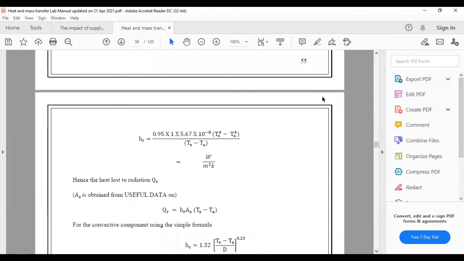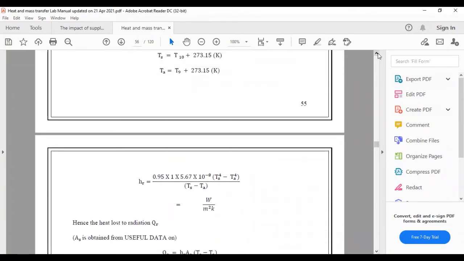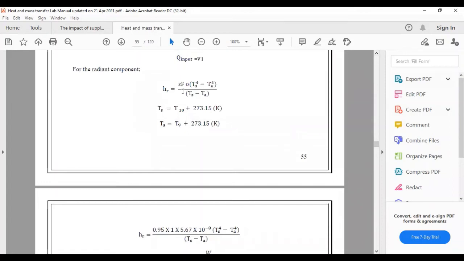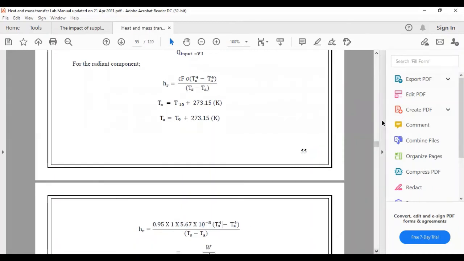So this shape factor, we will take the value of 1 because our apparatus is designed in such a way that this shape factor remains 1. And the value of epsilon we will use here is 0.95. This is also as per the construction of the apparatus, its dimensions are given. So we have the value of sigma from the literature, and we have measured the values of Ts and Ta. We will use these values to get the values of HR.